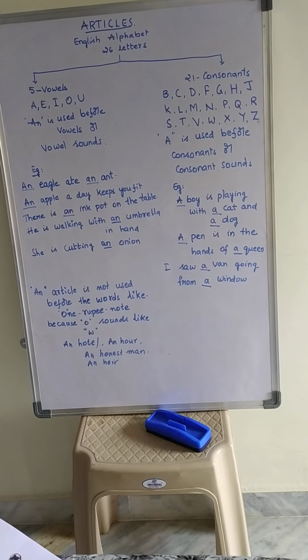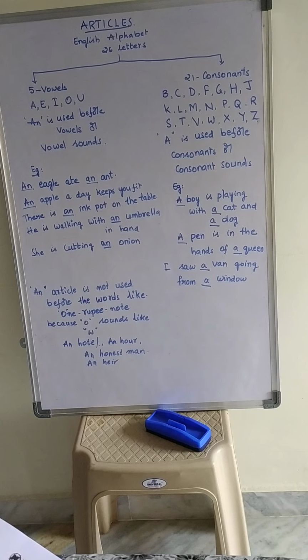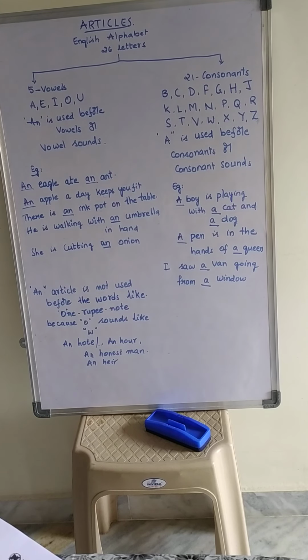And we have some exceptions here. The article an is not used before words like one, O-N-E, because one is pronounced like W-O-N. So it sounds like it starts with W, and we should not use an before it. So we have to say a one rupee note.